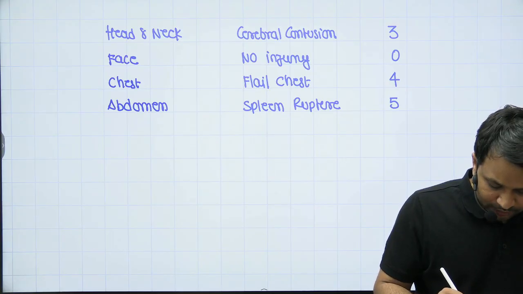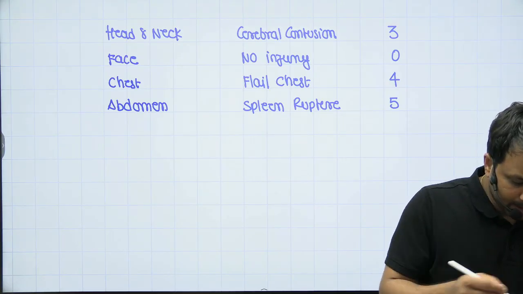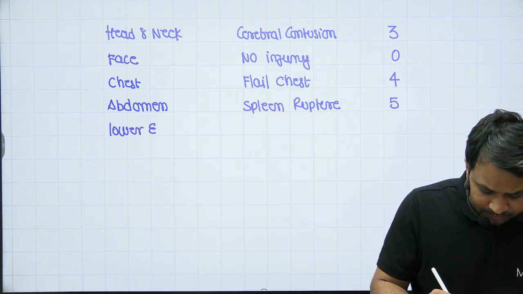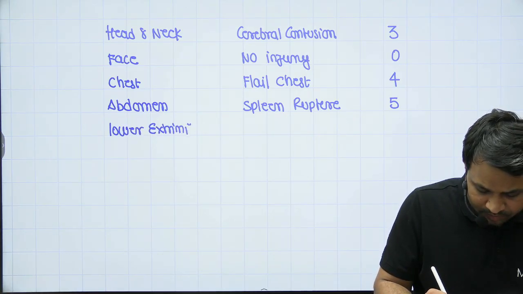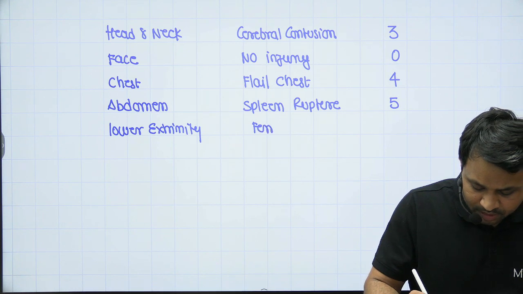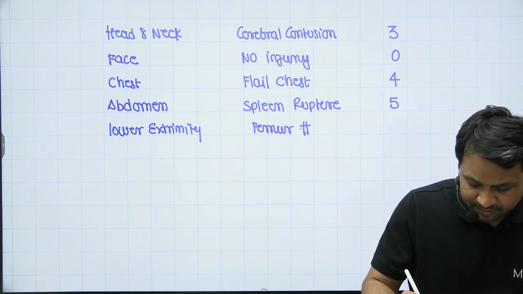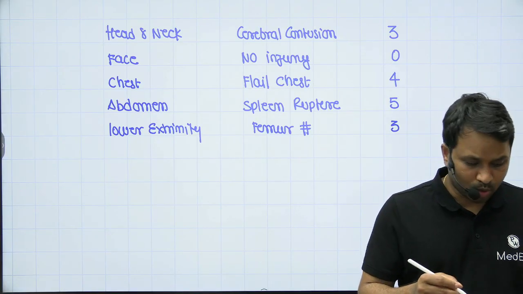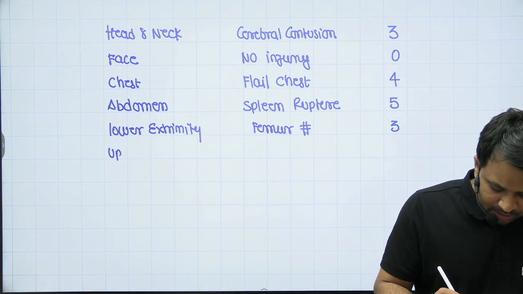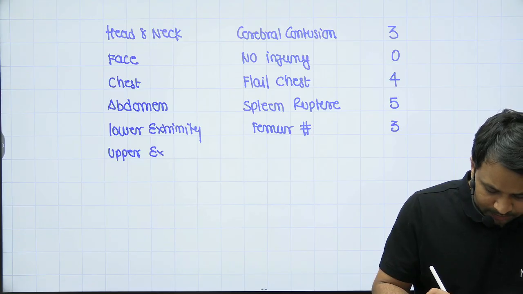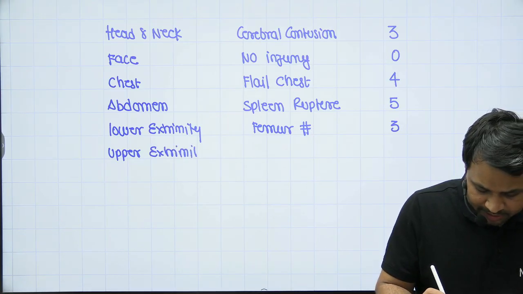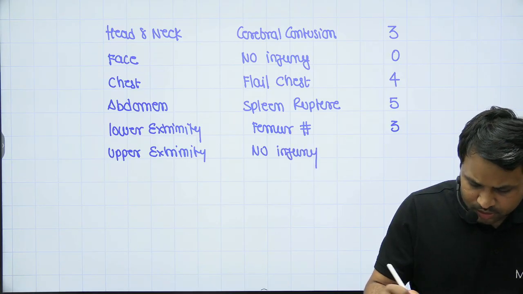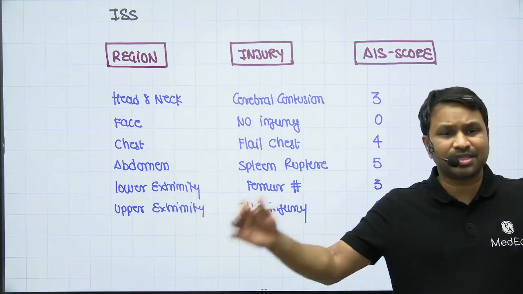Then you will look at the extremity. Let's say in the lower extremity, there is femur fracture. Now whenever there is femur fracture, there is an excessive amount of blood loss. Right, so that will become more dangerous. So hence a score of 3 is given. Upper extremity, there is no injury. In the upper extremity, there is no injury that is present. So a score of 0 will be given. So this is how you calculate the AIS score.